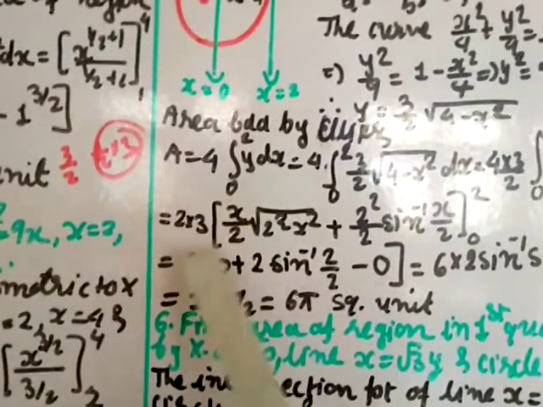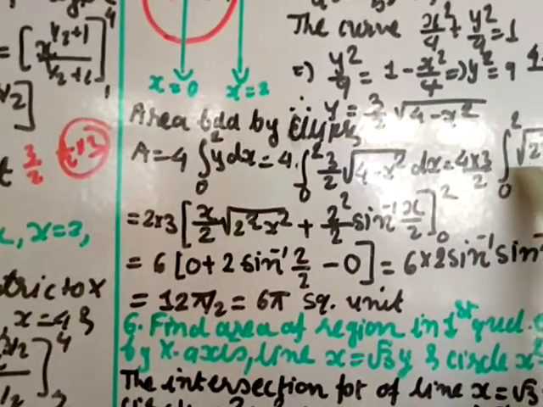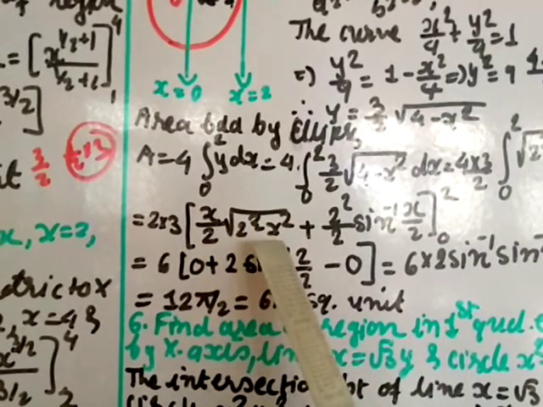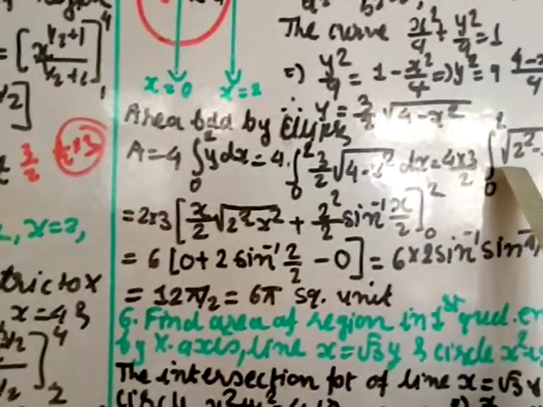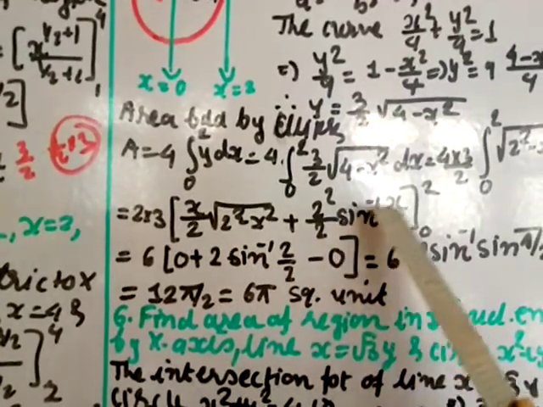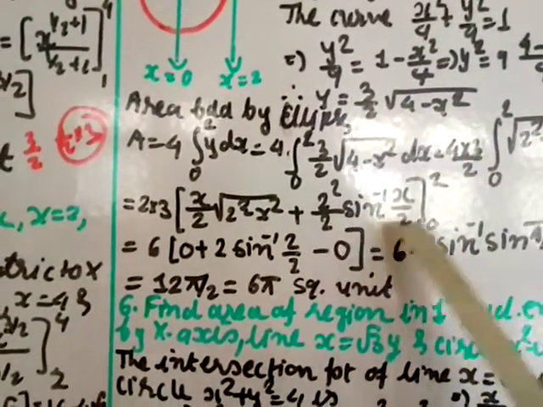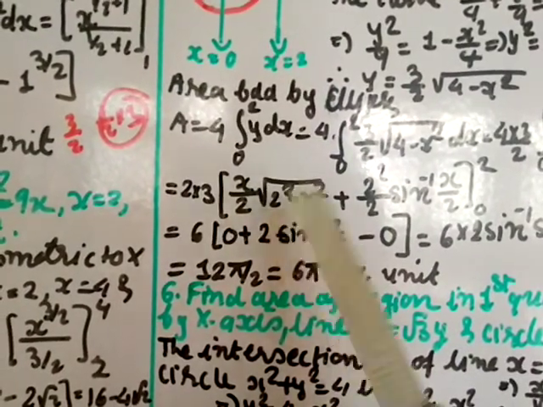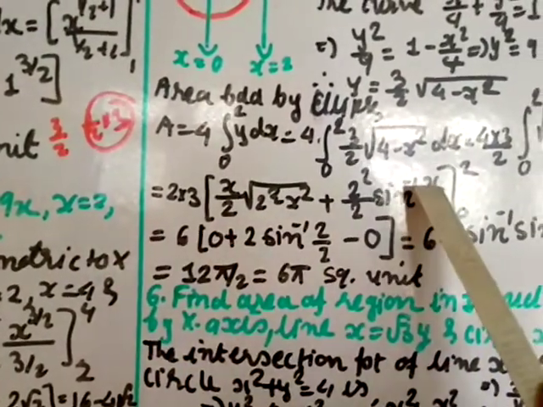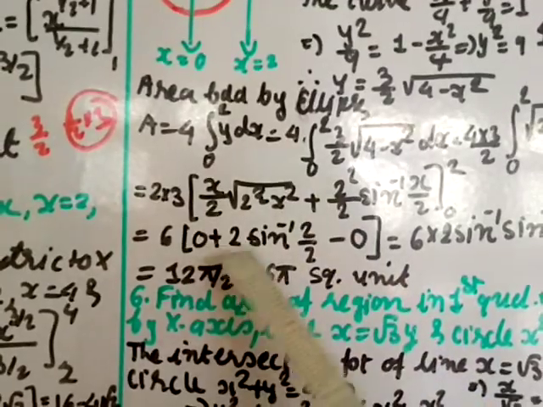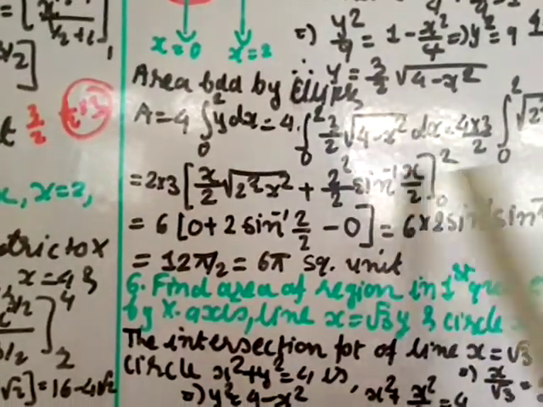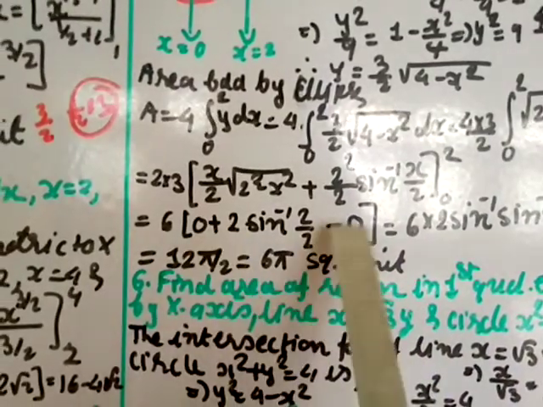Okay, the integral of this is x by 2 square root of 2 square minus x square plus a square by 2, so a is 2, so 2 square by 2 sin inverse x by a. So x by 2, and limit 0 to 2. First you put 2, so when you put 2, 2 square minus 2 square is 0, so first term is 0. Then you put 2 here, 2 square by 2 you cut, so 2 remains, sin inverse 2 by 2. Now when you put 0, cancel, 0 cancel. Sin inverse 0 is 0, so remains only this part.